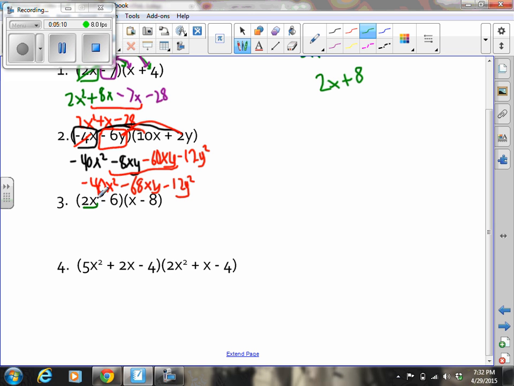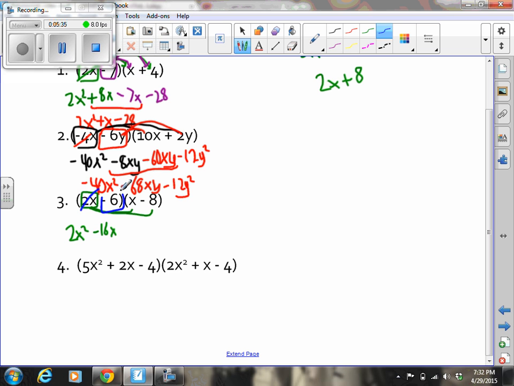We'll do one more together here. That's a binomial and a binomial. I'll distribute 2x to x and 2x to negative 8. That'll give me 2x squared minus 16x. Now I'm done with 2x.